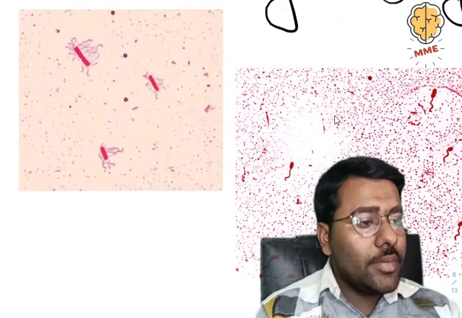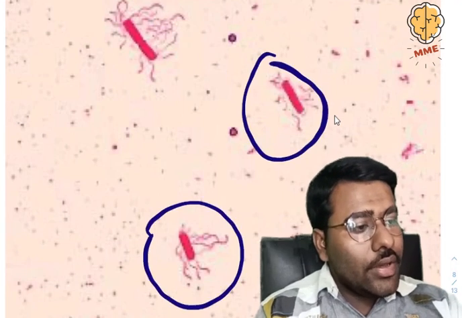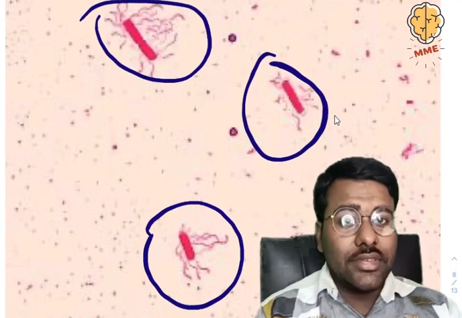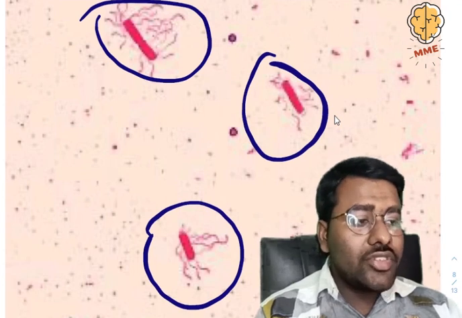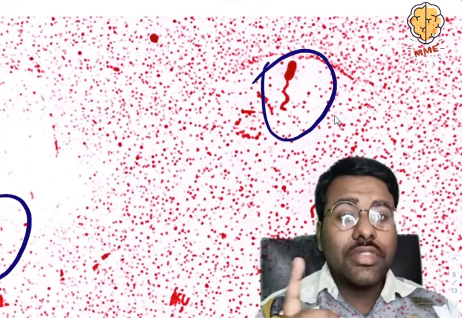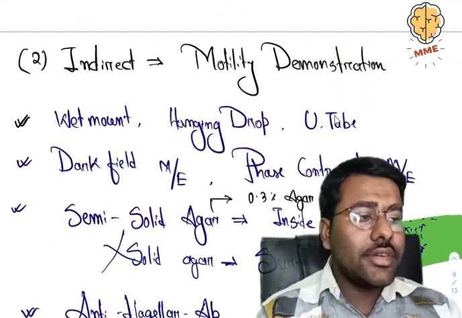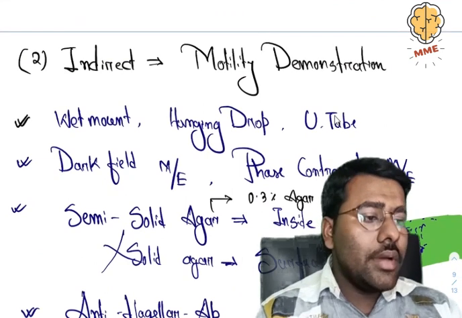This is actually the image of the Leifson staining or the tannic acid staining, where you can clearly demarcate the flagella. Okay, you can clearly demonstrate the flagella. So this is actually an image of the Leifson staining. You can clearly see the flagella. Okay. Coming to the indirect demonstration by motility demonstration.